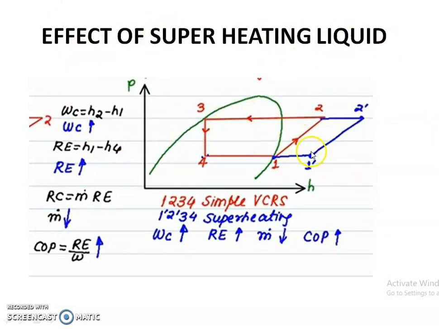Superheating is formed from the superheated region. From the process of the vapor region, that is the simple vapor compression system, process 1 2 3 4, the simple VCRS. In the superheating region, 1' 2' 3 4, the work done increases, the refrigeration effect increases, the mass flow rate decreases, and the COP also increases. But it is only a little better: a 1% increase in work done means the COP also increases slightly, by about 1%.